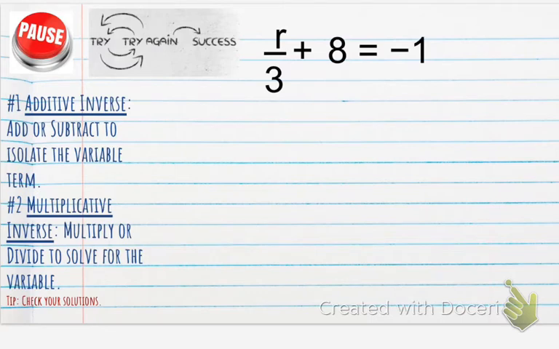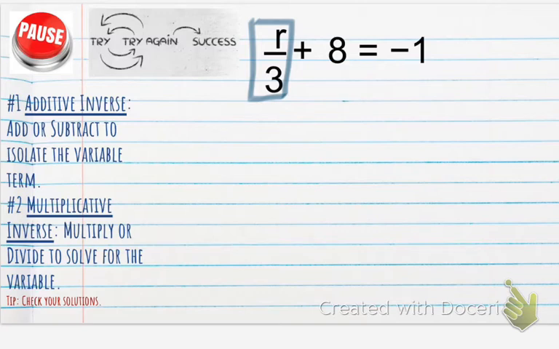Remember, try. Go ahead and pause the video if you haven't done so and write this down and work it out. Did you isolate the variable term? What is the variable term in this equation? R divided by 3. And what is happening to it? It's being added by an 8. So what's the opposite of adding an 8?